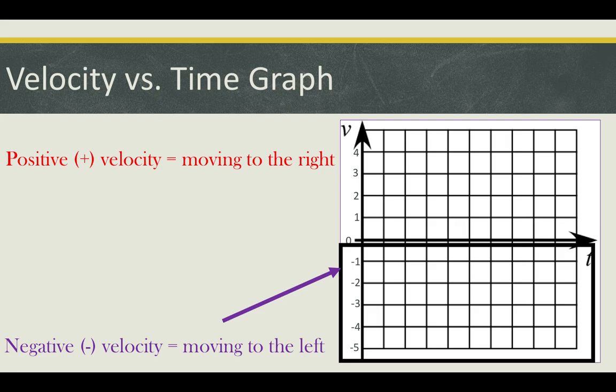Similarly, anything graphed in the bottom half of this graph, where the velocity values are negative, that object is moving toward the left. It might be getting faster as it moves toward the left, or it might be getting slower as it moves toward the left.